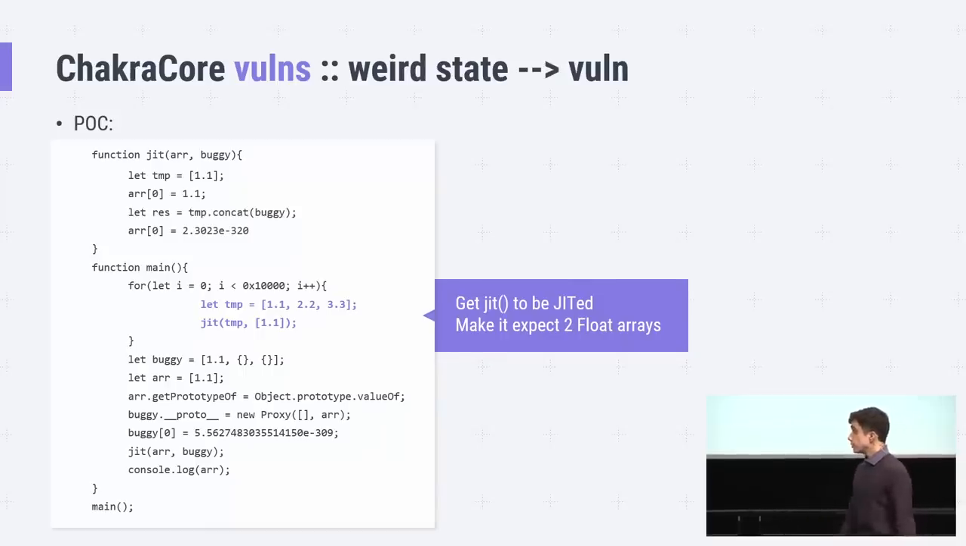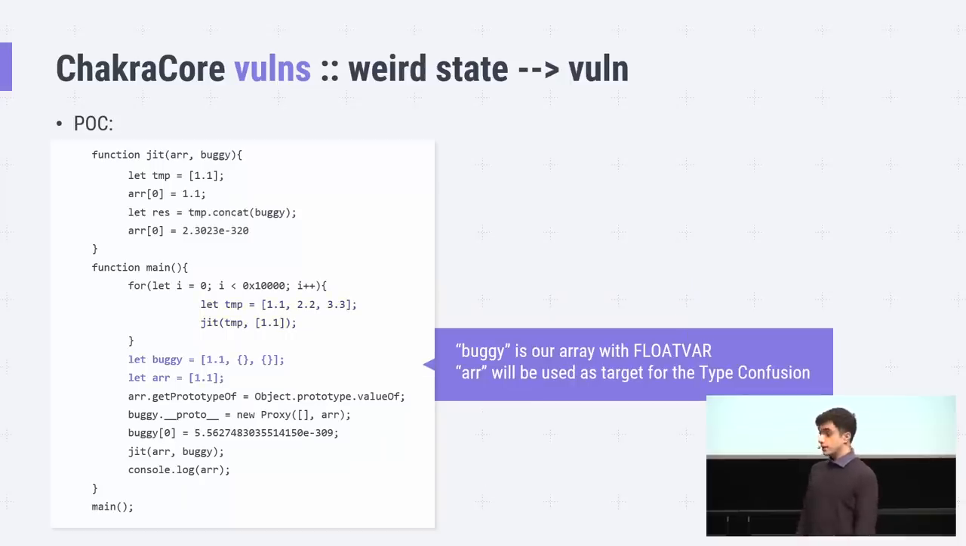So first thing we do, as I explained before, we loop through this first loop to make the function hot. And therefore, it gets compiled to machine code. Next thing we do is redefine two arrays, buggy, which is going to be the array we fake a missing value inside of, and arr, which is going to be our target for a type confusion. Now, it's important to notice that the target, which will be converted to a JavaScript array, is not buggy. It's arr. So notice that.